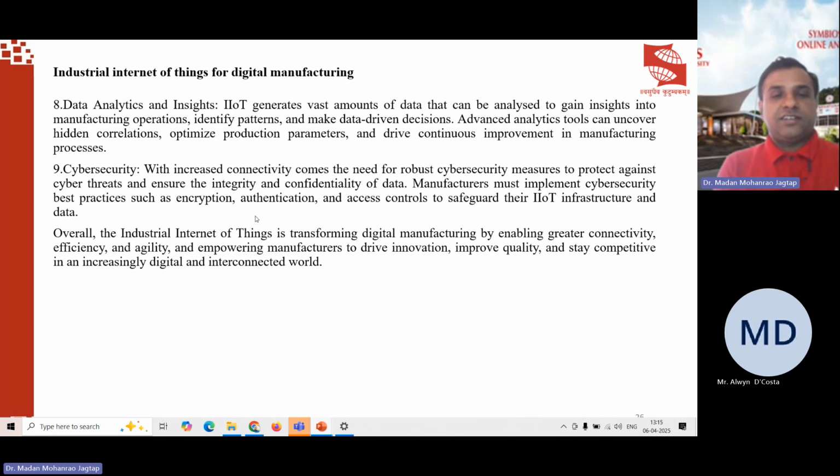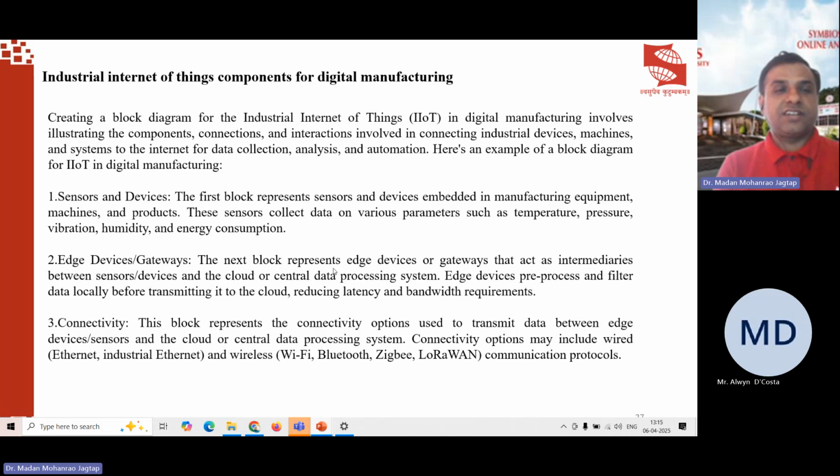So I think this is sufficient for today. In the next class, we will see industrial Internet of Things components for digital manufacturing, and how we can achieve industrial Internet of Things in an organization. So that we will see in our next class.